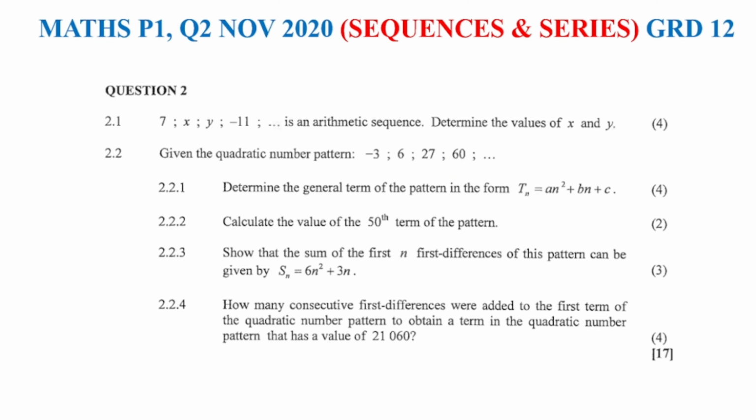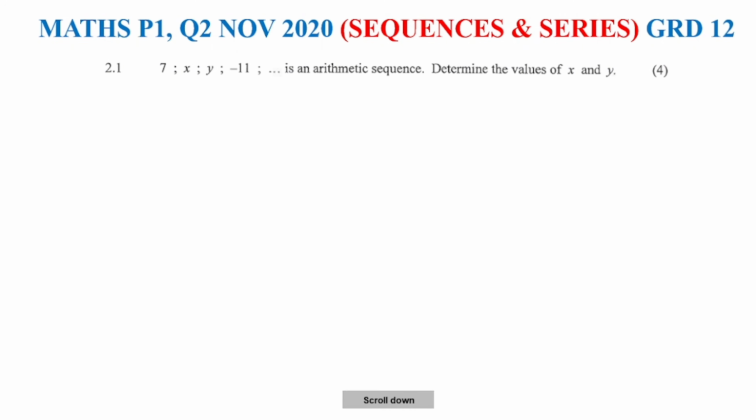So let's have a look at question 2.1. We are given the sequence there. Let me just write it down here. It's 7, x, y, and also minus 11. Therefore this is t1, t2, this is t3, then that is t4 as well. So now they said we need to find the value of x and y.